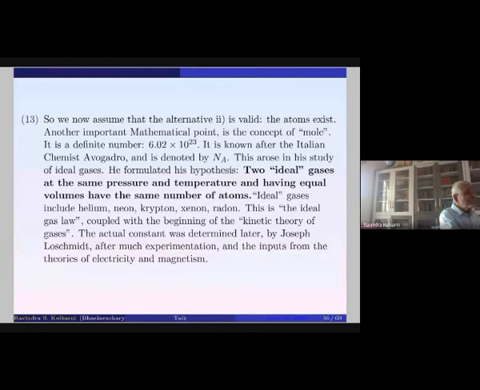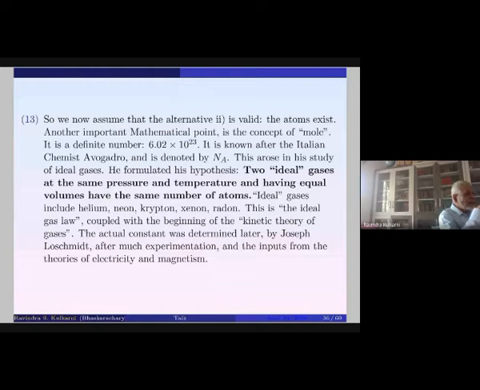Now, the second important notion is Avogadro's number. This is a definite number, and it's the concept of the mole. Avogadro's number is 6.02 times 10 to the 23, a very large number. It is named after the Italian chemist Avogadro, and it is usually denoted by the fixed symbol N_A.